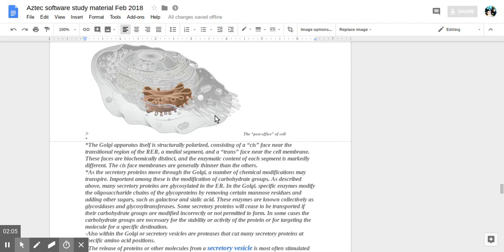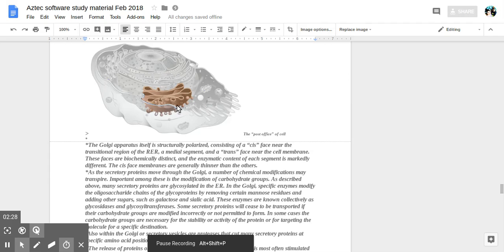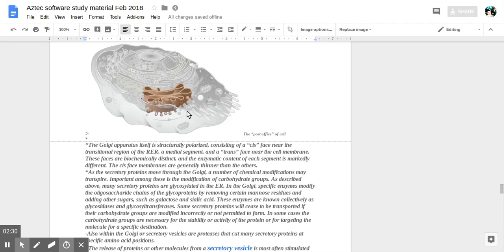So vesicles come in to the Golgi from the ER, and vesicles bud out. So on the cis phase, or the closest region to the ER, the vesicles bring in molecules. On the trans phase, or the outer phase, these vesicles take molecules out.